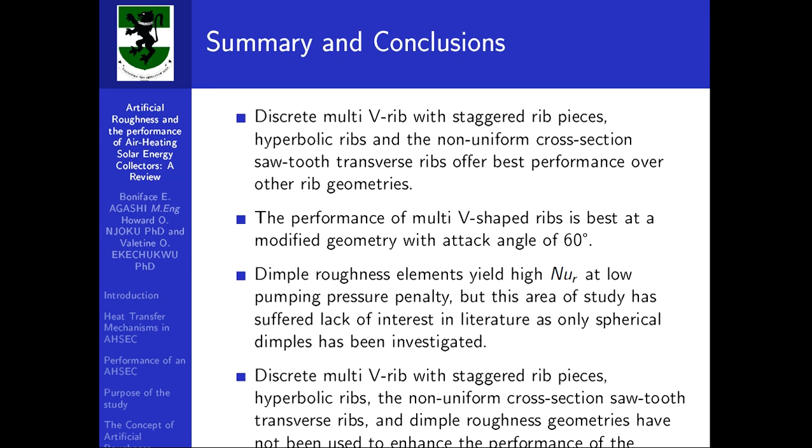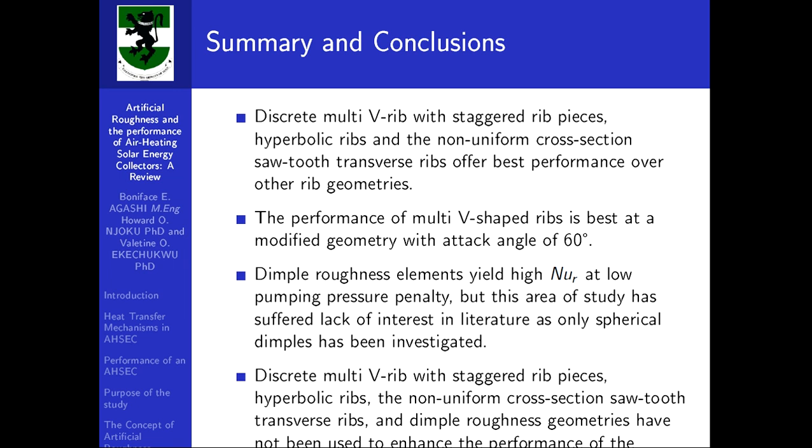Summary and conclusion. It can be concluded that discrete multiple V rib with staggered rib pieces, hyperbolic rib, and the non-uniform cross-section sawtooth transverse rib offer the best heat transfer performance over ribs of other geometries. 2. The performance of multiple V rib is best at a modified geometry with an attack angle of 60 degrees.